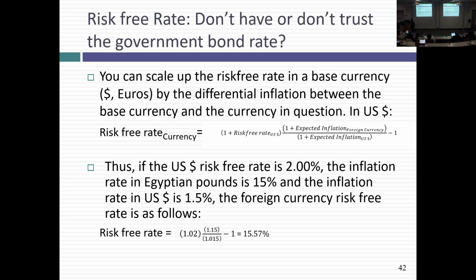So next session, when we start, we're going to talk about how to get risk-free rates in currencies where we either don't have a government bond or you don't trust the government bond. And we'll start with that on Monday. Okay?